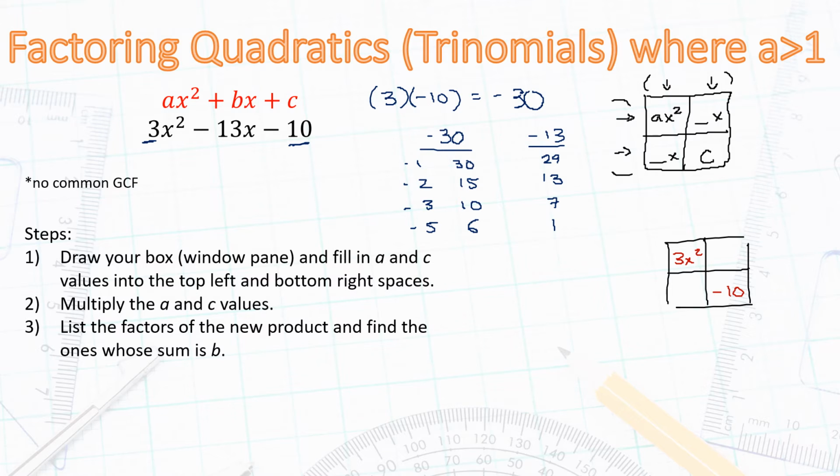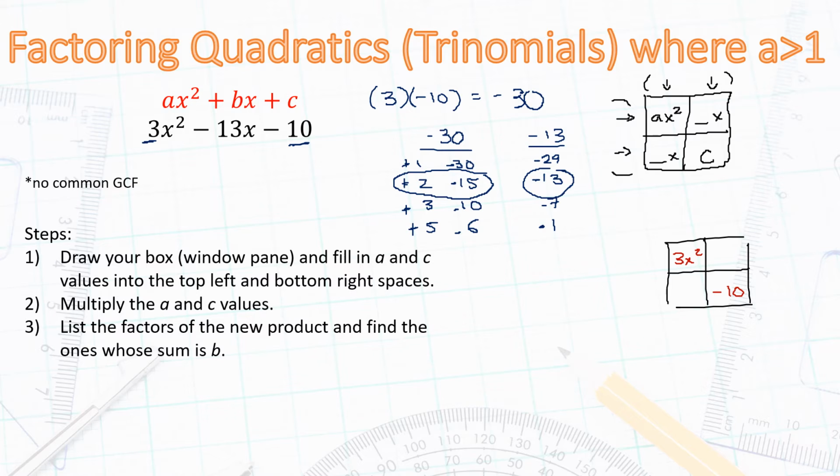Because I want a negative 13, I'm just going to look at this and say, okay, if I instead switch it and do positive 1, positive 2, positive 3, positive 5, and negative values, look at that. It results in a negative 29, a negative 13, a negative 7, and a negative 1. And we are after negative 13. So the two values I want are 2 and negative 15.